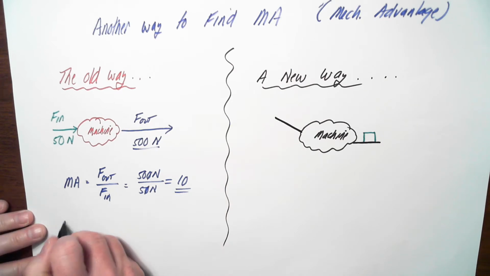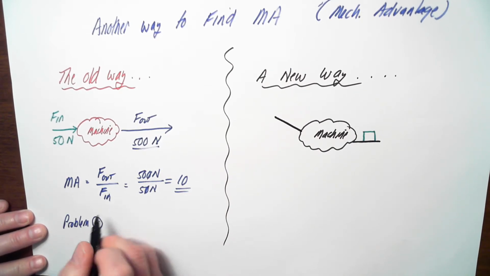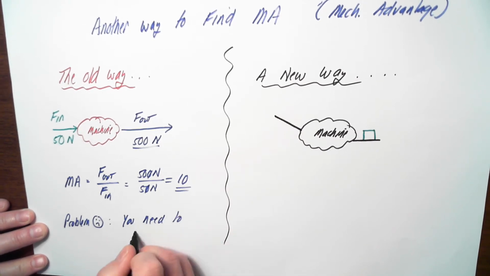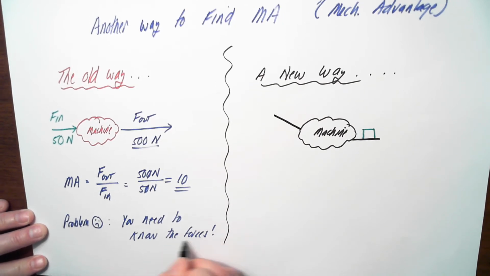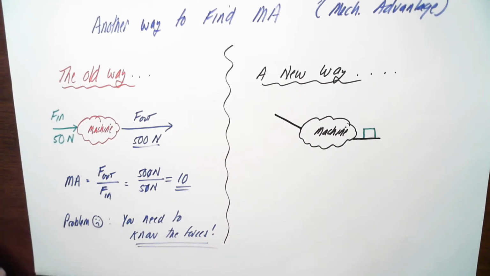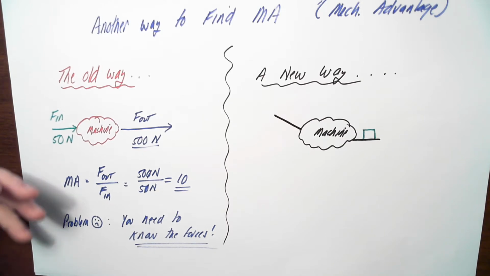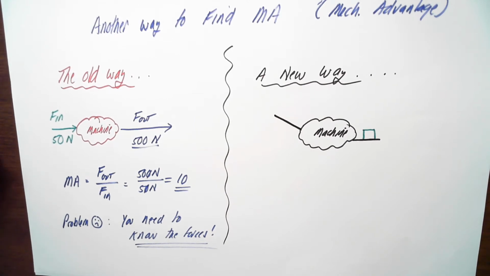But here's a problem: you need to know the forces. And when you go into a machine store to say, look, I want to buy a machine, and you're interested in getting a mechanical advantage of 10 or 20 or 500, whatever, you've got to bring in some force measuring device. And who has those hanging around? Well, I do because I teach physics, but most people don't.